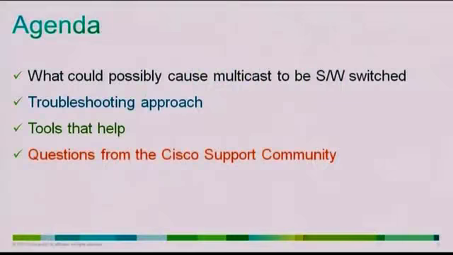Today, Ruchir will talk about possible causes that can lead multicast packets to be software switched, resulting in high CPU problems, a systematic approach to be followed when troubleshooting these, a brief summary about tools that would help us isolate these problems very quickly, and finally, we'll dive into some questions handpicked from our community. So with that in mind, Ruchir, can you tell us what are some of the most common situations in your experience that can lead to high CPU due to multicast?